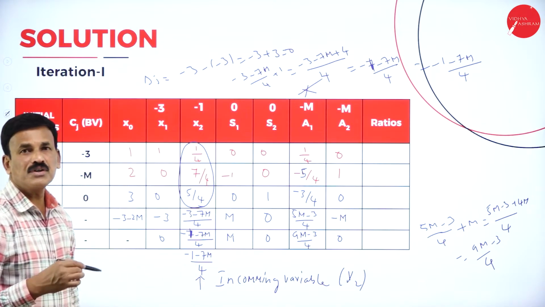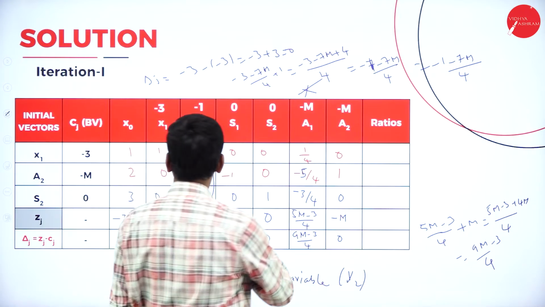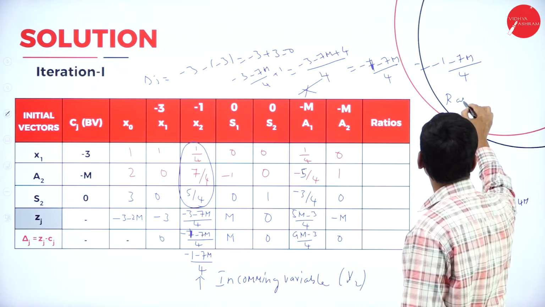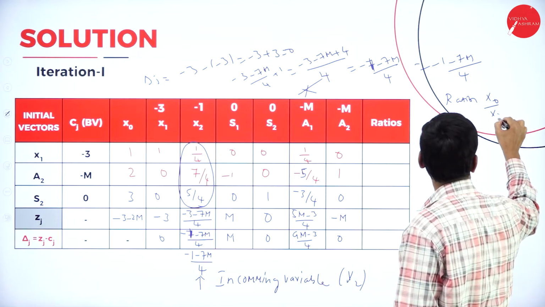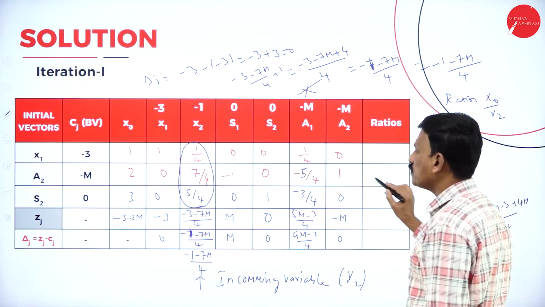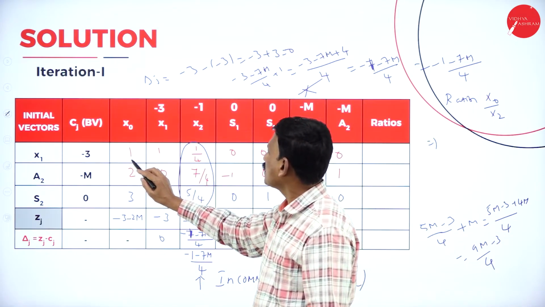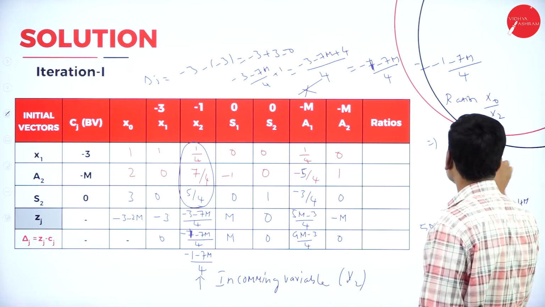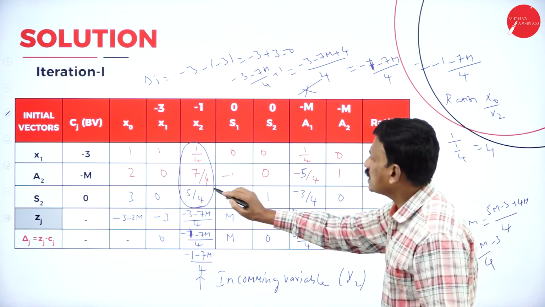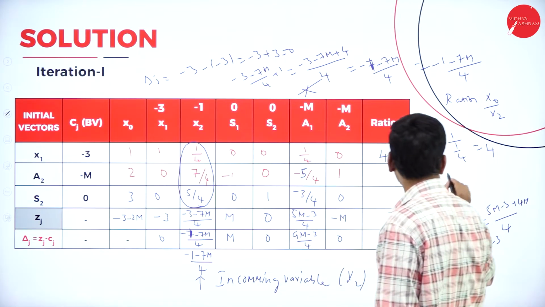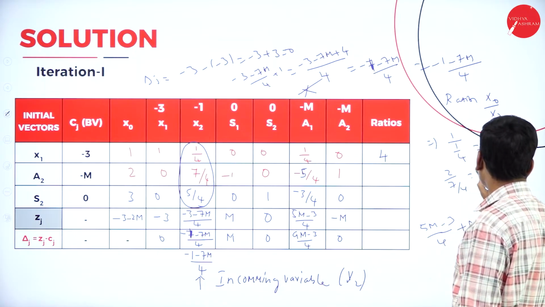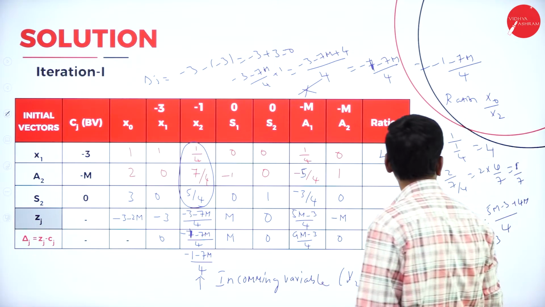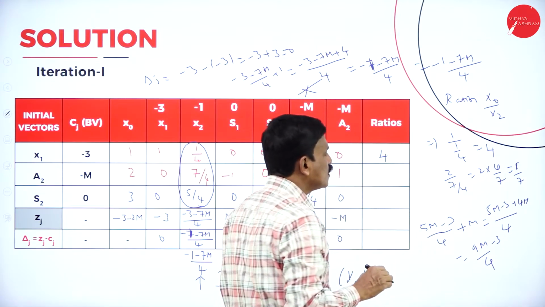Okay. Now find out the ratios. The ratios are x0 divided by x2. Now what are x0 by x2? 1 divided by 1 by 4, this is equal to 4. The second one, 2 divided by 7 by 4 means 2 into 4 by 7, this is 8 by 7. 8 by 7 means approximately how much we will get?